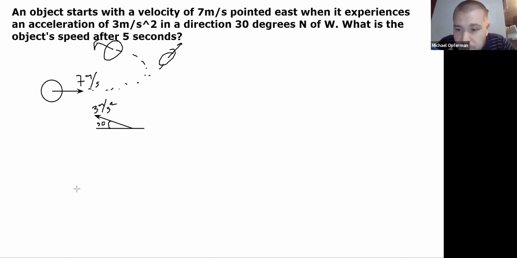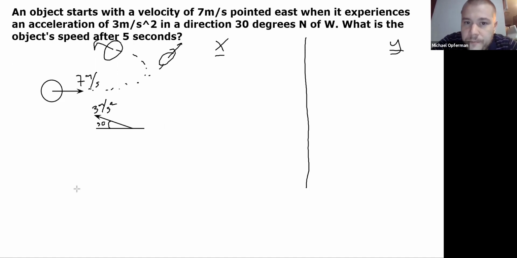All right, so I've organized my thoughts about this problem. Next thing I need to do is identify the knowns. And again, this is a key point for going to two dimensions. I'm now doing this process twice, once for the x and once for the y. And I need to keep these separated from each other.